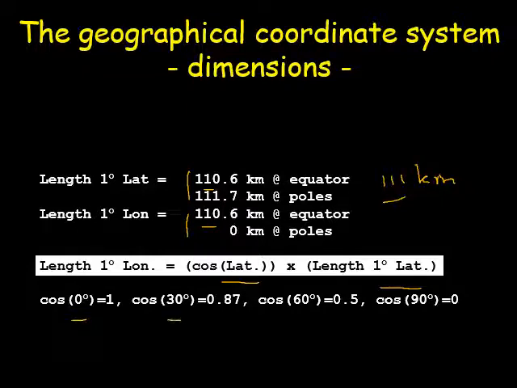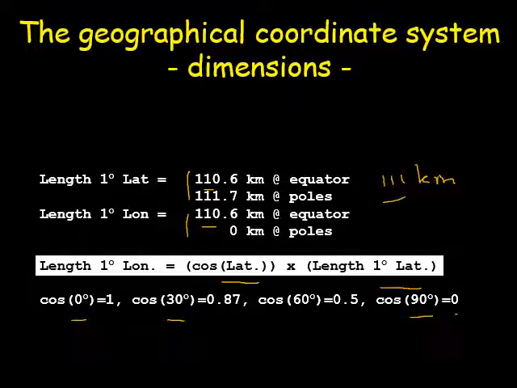If you go to 30 degrees north, the cosine of 30 degrees is 0.87. So you can already see that the degrees longitude will get 0.87 times 111, so shorter than 111. Now, if you go all the way to the North Pole or the South Pole, the cosine of 90 degrees is 0. So 0 times 111 is 0.